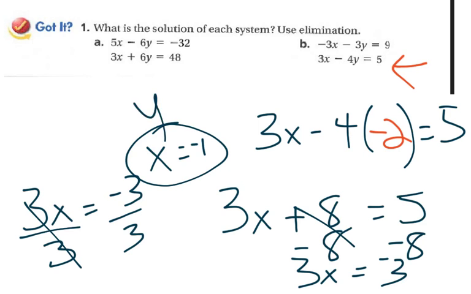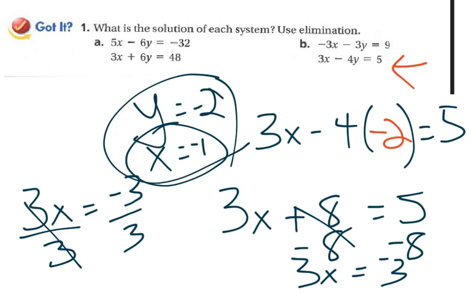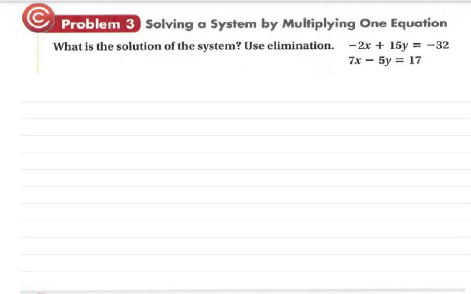And y was negative 2. Well, I'll rewrite that. Negative 1, comma, negative 2. So if you got negative 1, negative 2, or got it B, good job. Now it's time to move to something harder.